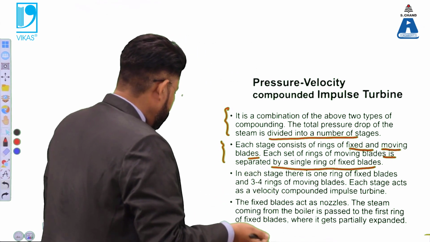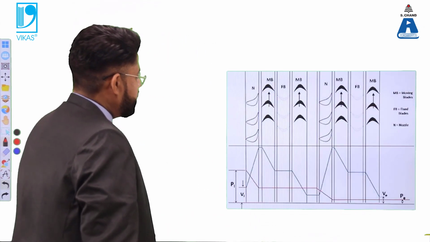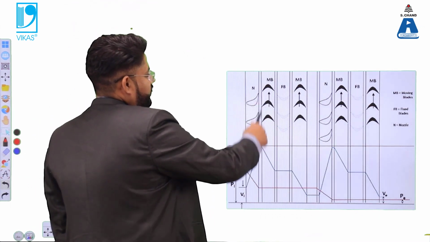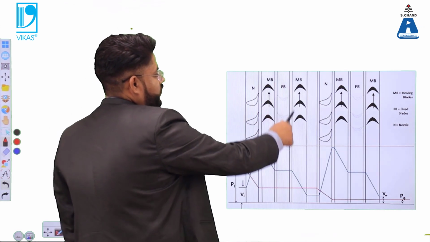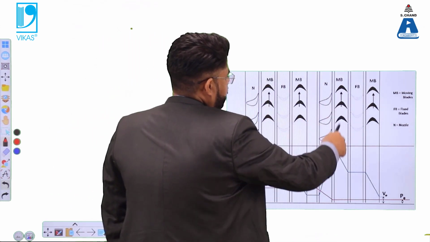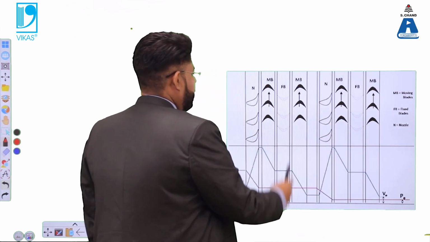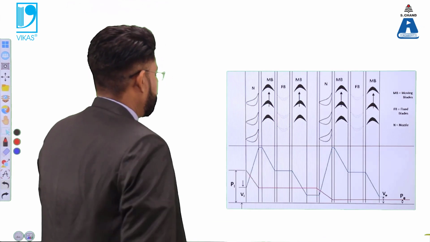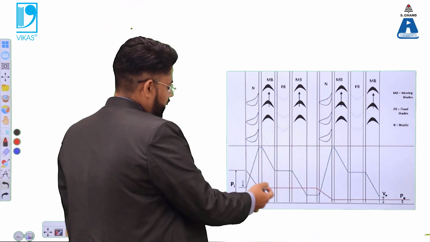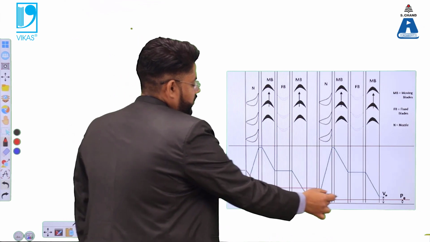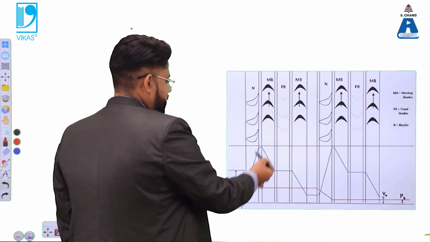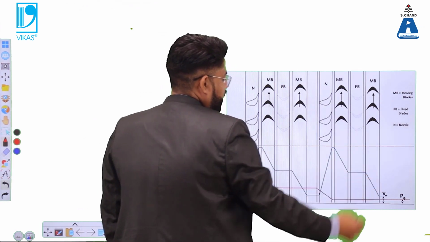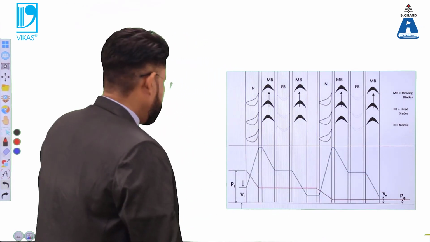So, in the diagrammatic presentation, you can see that each set is separated by the moving blade, and then you have a fixed blade, then the moving blade, then again a nozzle, then fixed blade, then moving blade, and so on. This process repeats. So it's a combination of, you can say, the velocity compounded part and the pressure compounded part. So herein the same thing goes, there is a pressure drop in a certain manner and the velocity increases to a certain extent, and then it is reduced at a certain stage.